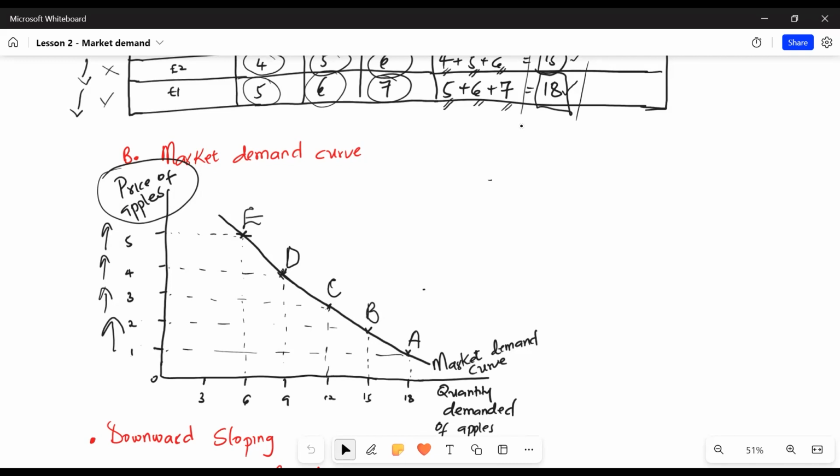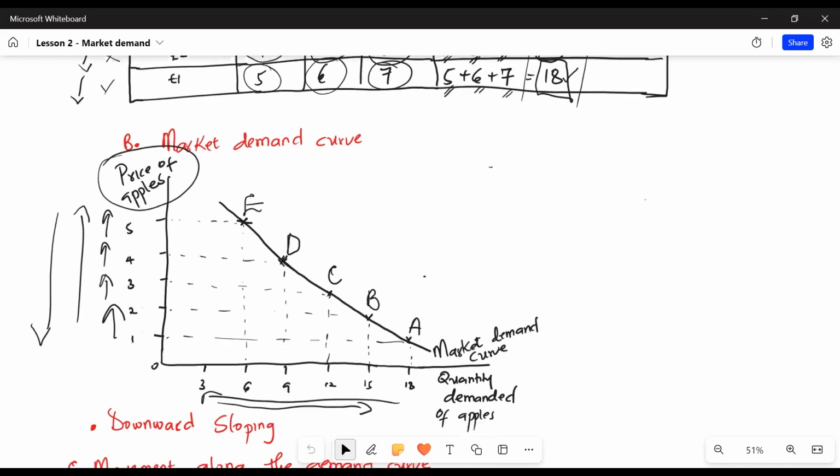Some things to note about the market demand curve. The first thing to note is that it is downward sloping, which means that the total quantity demand is higher when the price is lower. We can see from this demand curve that as price increases, quantity demand reduces. And as price reduces, quantity demand increases. This shows a negative relationship between the price of a good and the demand of that good.